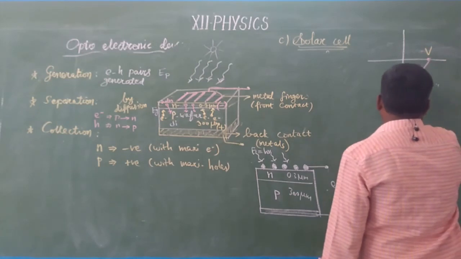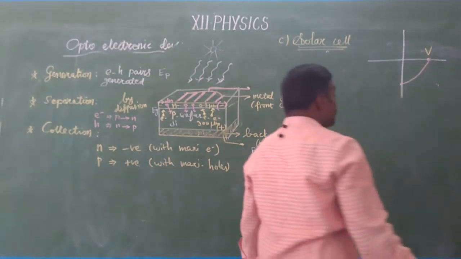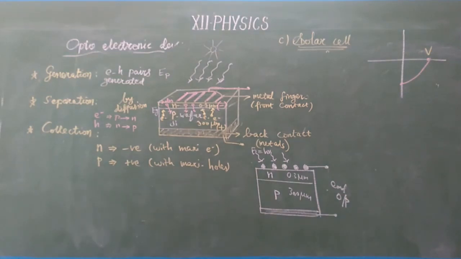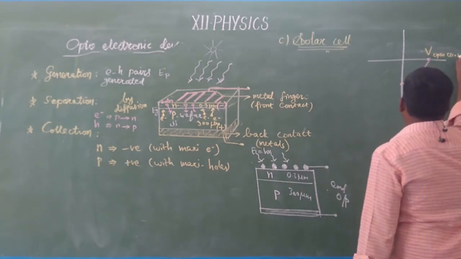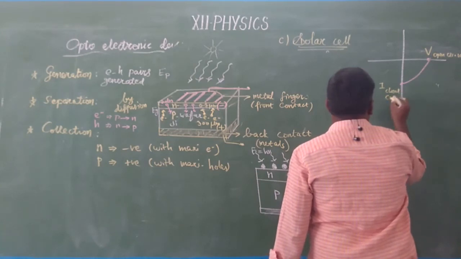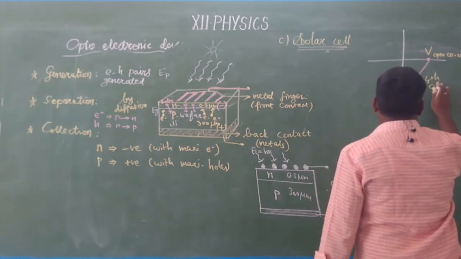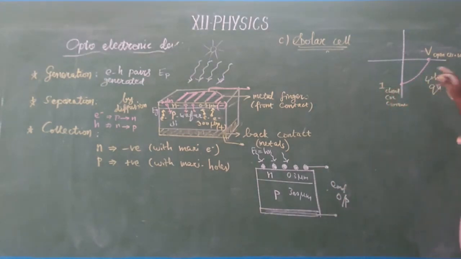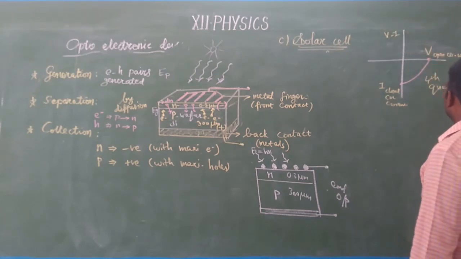So this is the voltage. This is the intercept of this curve on the voltage axis, that is the open circuit voltage. And this is the current, that is the short circuit current. So it is in the fourth quadrant. They may ask it for 1 mark: the IV characteristics of the solar cell is in which quadrant? Fourth quadrant.